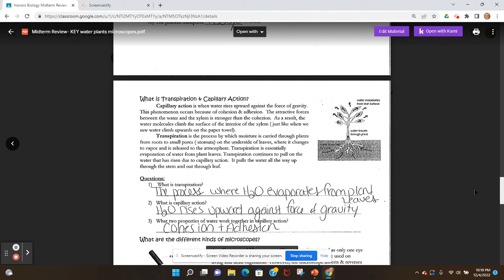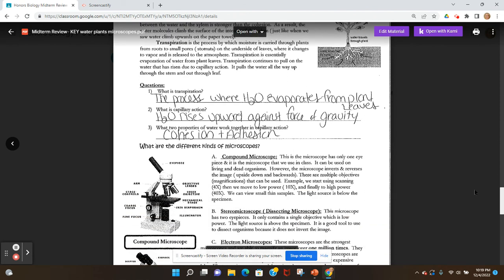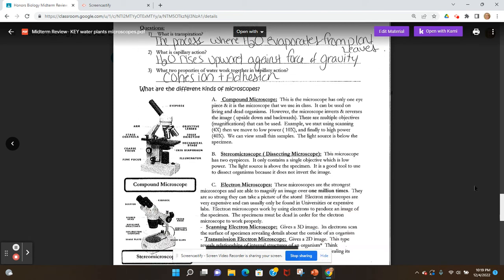Transpiration continues to pull on the water that has risen due to capillary action. It pulls the water all the way up through the stem and out through the leaf. What's transpiration? Process where water evaporates from plant leaves. What's capillary action? Water rises upward against the force of gravity. What two properties of water work together in capillary action? Cohesion and adhesion.